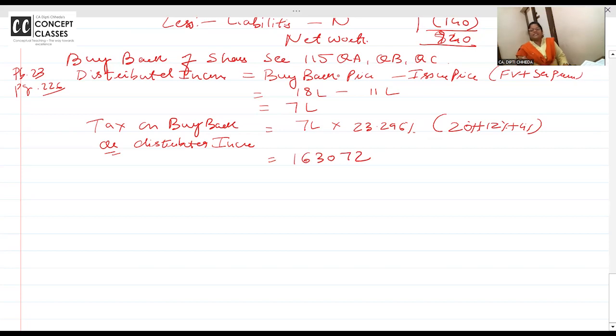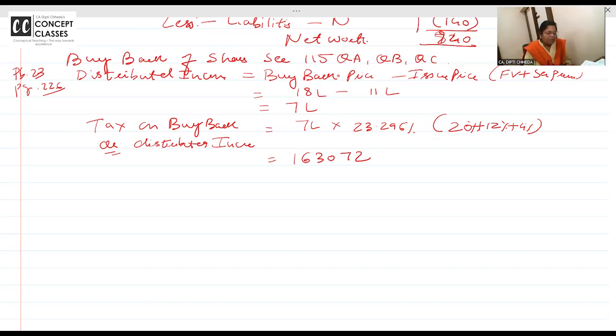1,63,072. This is the distributed income. If this comes in MCQ also, it is super duper scoring. Abhi kar lo, aap exam tak nahi bhuloge. Buyback of shares, and this is for all the domestic company, listed, unlisted, all the shares. Tax is to be paid. When should this have been paid?